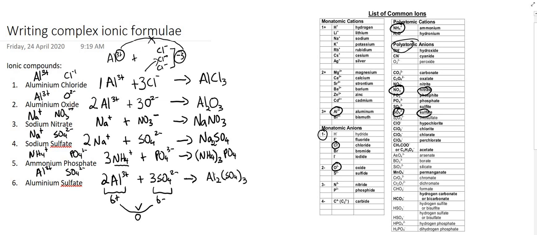Okay, it's an ionic crystal. We've got the metal, we've got the non-metal, but for every 2 aluminiums, we need 3 sulfates, and that means that the charges will be balanced. And our ionic crystal is neutral overall, and that's how it exists in the real world.